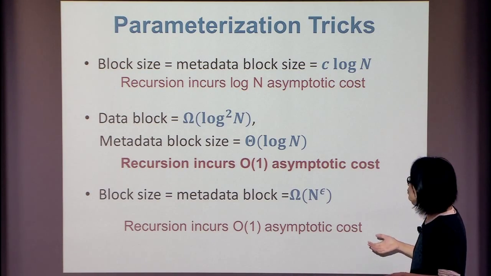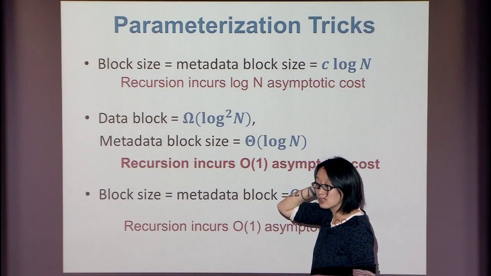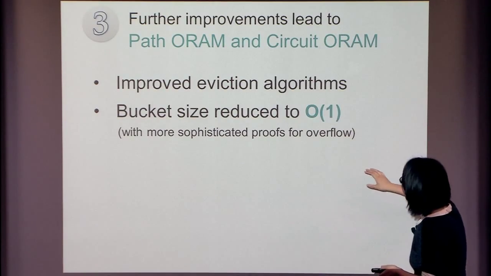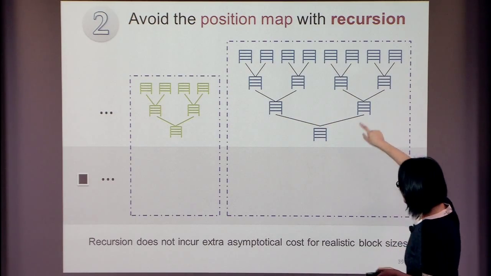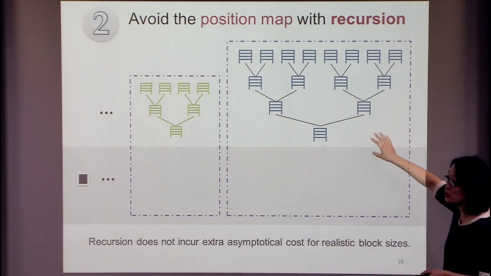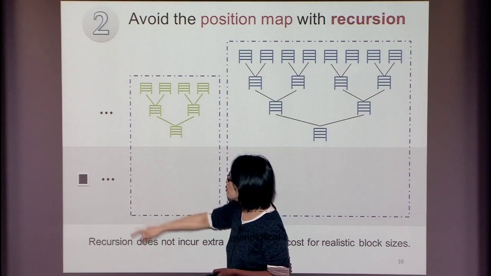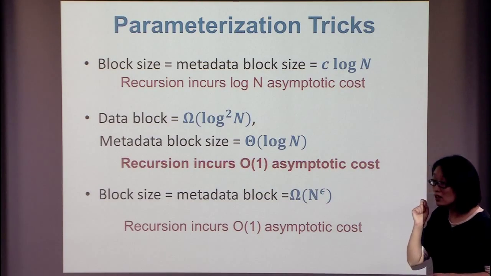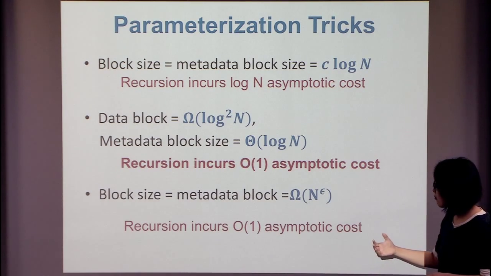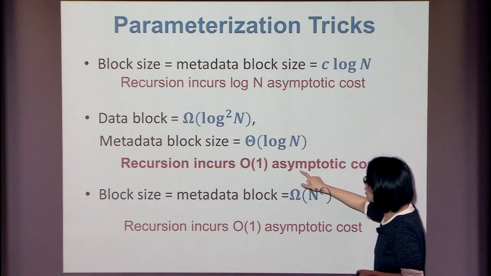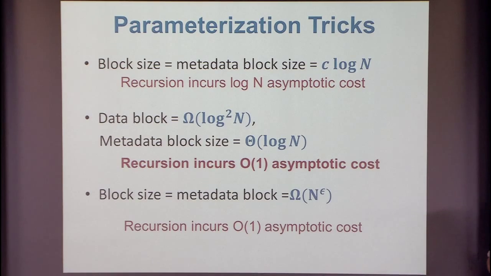Okay, but there are other ways to parameterize the recursion. Suppose your data block is, roughly speaking, log n squared in size. You use what is called the big block, little block trick. In the topmost level of the recursion, you use the real data block size, which is log n squared. But for the metadata levels, you use a different block size, which is log n. So you still have log n levels of recursion, but all the metadata levels will only incur log n squared cost in total.